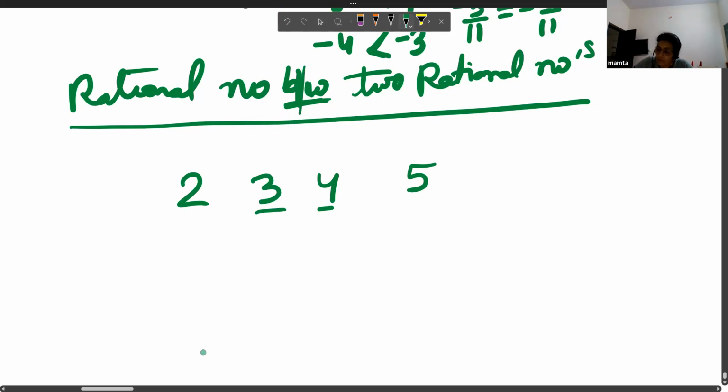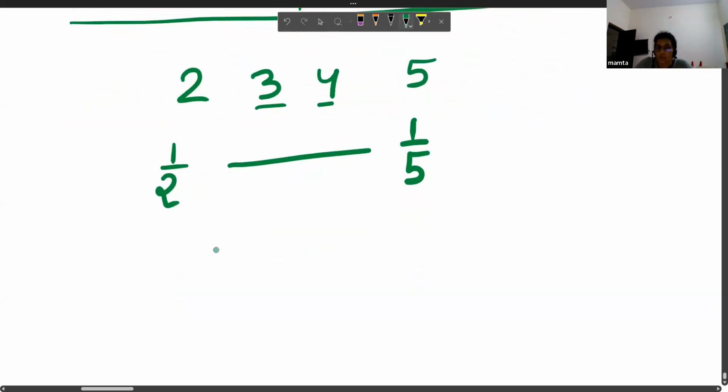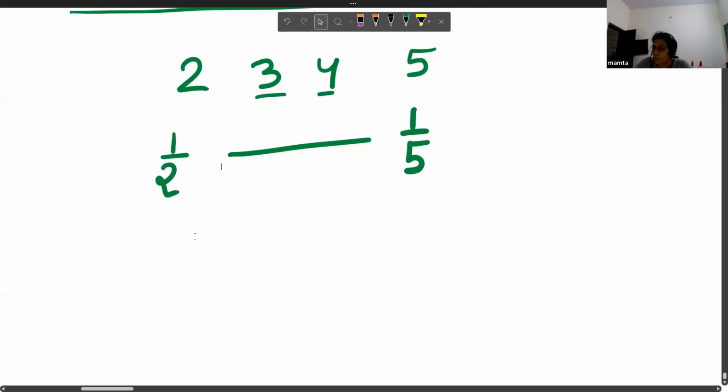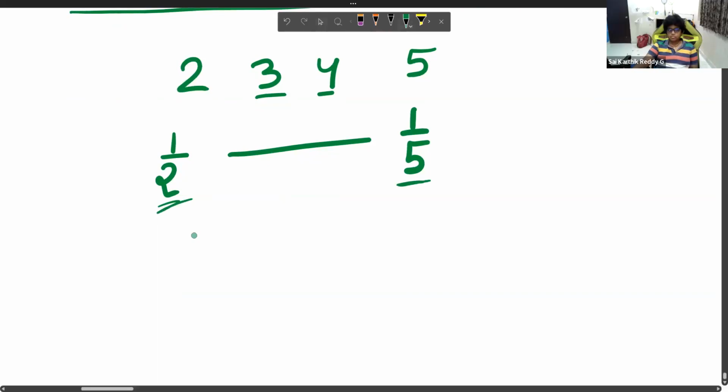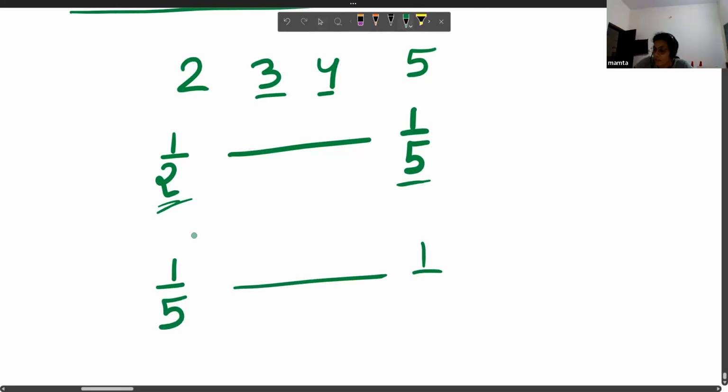Okay. So same way, if I say 1 by 2 and 1 by 5 are the two rational numbers, how will you find the rational number between these two? Which number is greater between 1 by 2 and 1 by 5? Which number is greater? 5, ma'am. Yes. So 1 by 5 and 1 by 2. Write the number between 1 by 5 and 1 by 2.